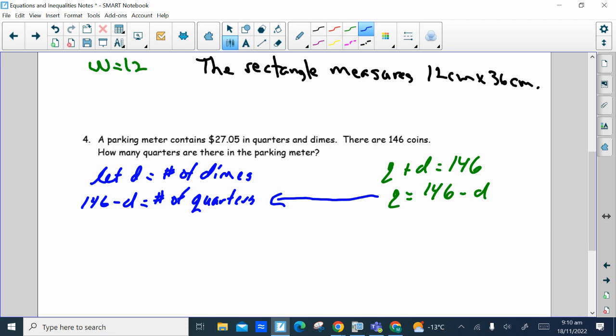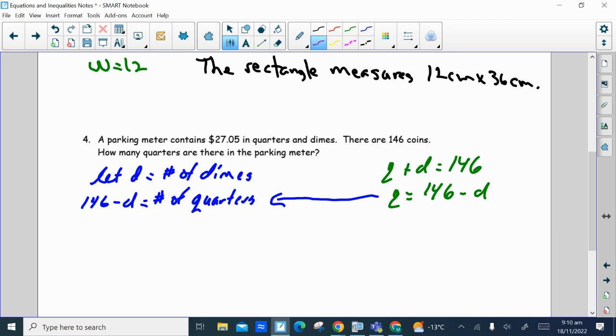Because we can only have one variable in our equation. We did introduce a second variable, but we used that so we could have an expression for the number of quarters in terms of the number of dimes. So there's our two expressions. Now, we'll write our equation.